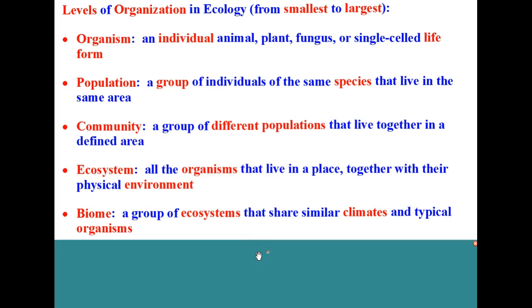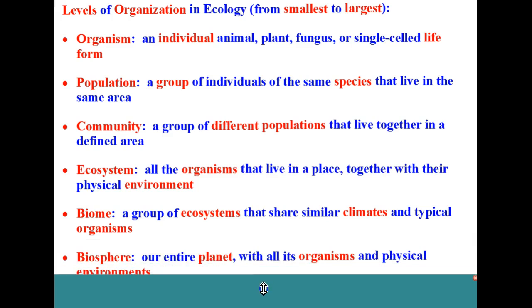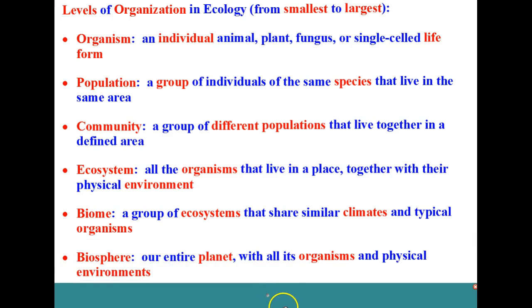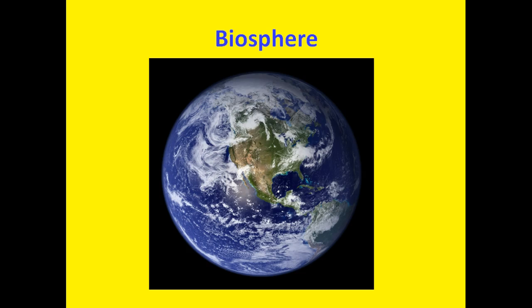The last and largest level of organization in ecology is called the biosphere. The biosphere is our entire planet with all its organisms and physical environments. If Ruthie's fish is the organism, the population of perch, bluegills, largemouth bass, and aquatic plants represents the population. I apologize, the school of perch represents the population.